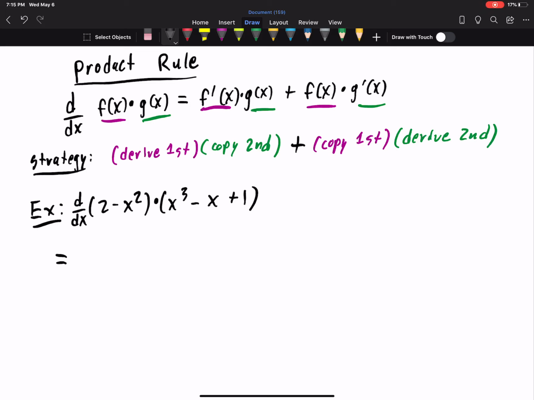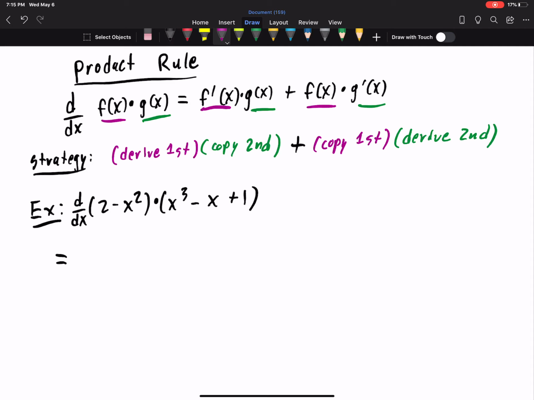All right, first example of product rule. So here we're looking at the function that's actually composed of two functions being multiplied together. So we have 2 minus x squared, that quantity, times the quantity x cubed minus x plus 1. And we're going to use the strategy: derive the first, copy the second, plus copy the first, derive the second. Okay, so that's how this is going to work out.